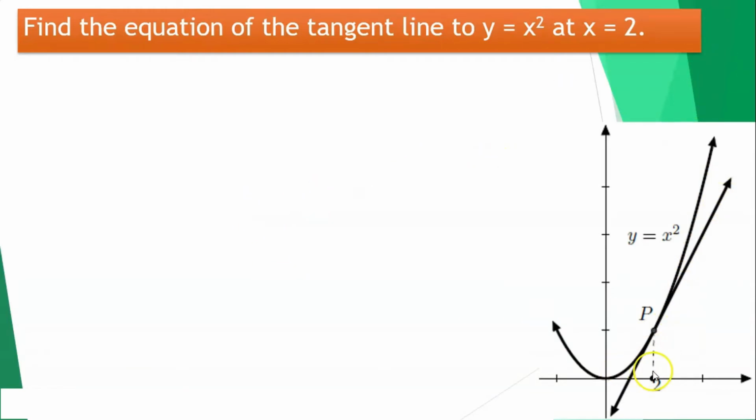So again, if our x is 2, our y here is 4. So how was it obtained? Simply substitute 2 to the power of 2.